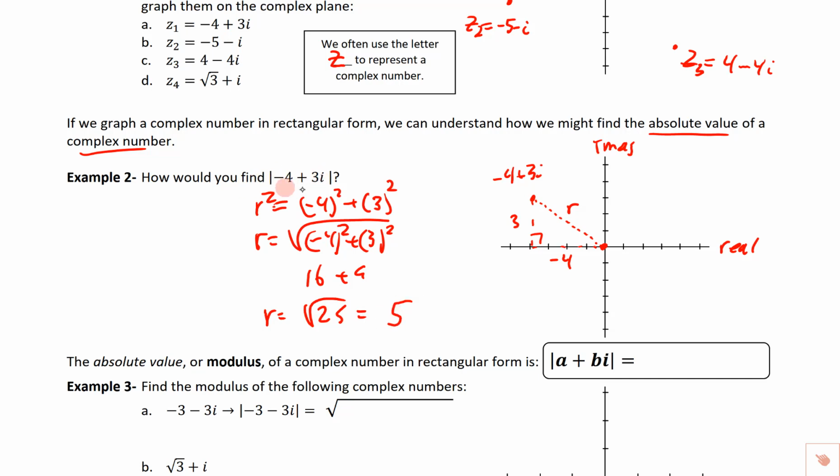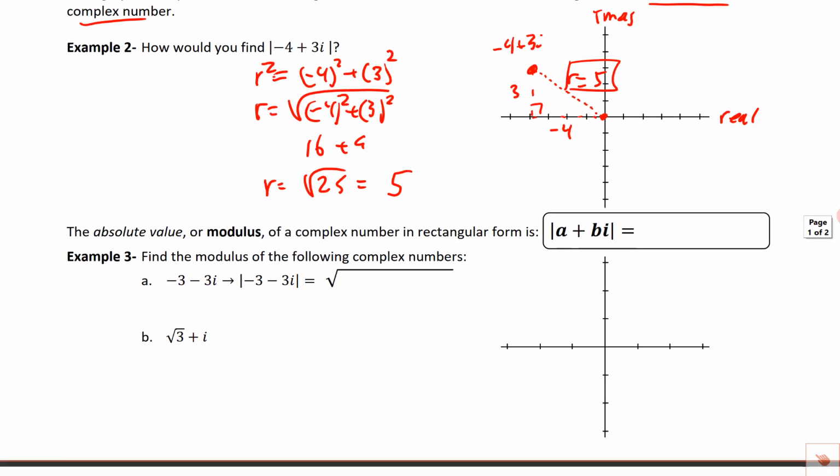So how would we find the absolute value? How would we find the distance that this number is from 0? Well, we just use the Pythagorean theorem. The distance formula, if you want to think of it that way, and we end up with 5. So the distance that this is from 0, the absolute value, is 5.